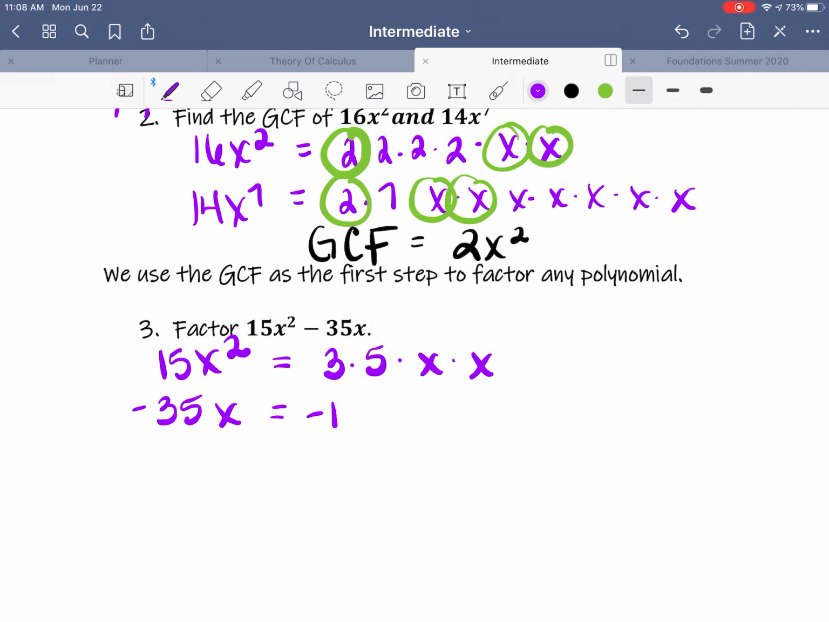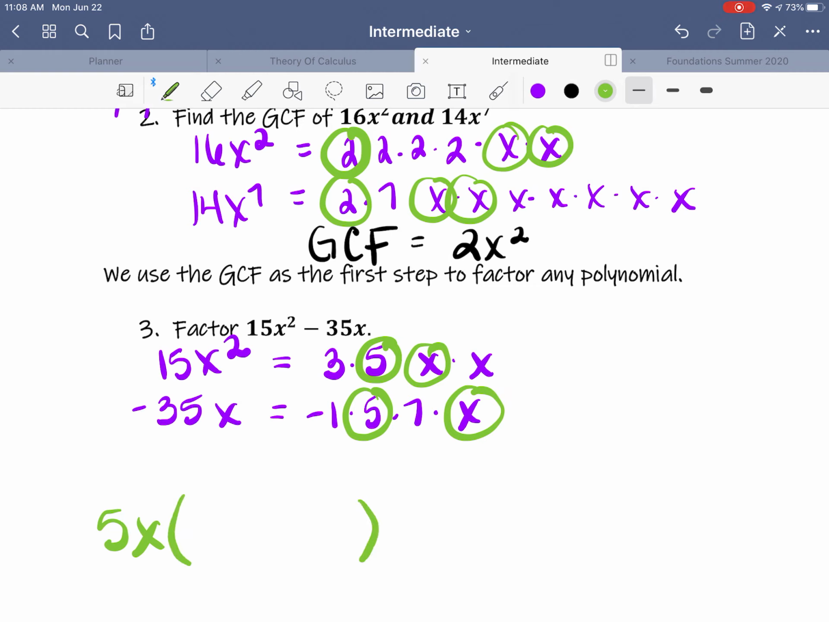I'm going to have a negative 1 out here since it is negative, times 5 times 7 times x. Okay, so let's look to see what they share. They share a 5 and an x. I'm going to write that out here. That's what they have in common. And then I'm going to write these parentheses.